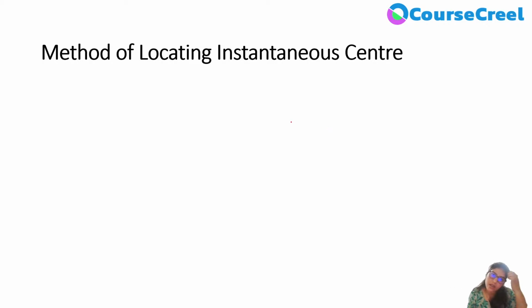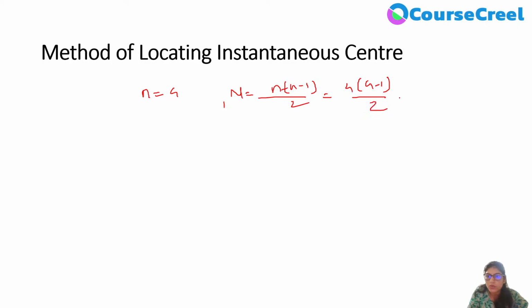Now if we want to locate the instantaneous center for a mechanism which is having 4 links, okay, तो अगर हमारे पास number of links हैं 4, so we have to define the number of instantaneous centers as n into n minus 1 divided by 2. तो ये आ जाएगा 4 into 4 minus 1 divided by 2, so it will be 6, right? So if we want to define the number of instantaneous centers, we have to apply one method.